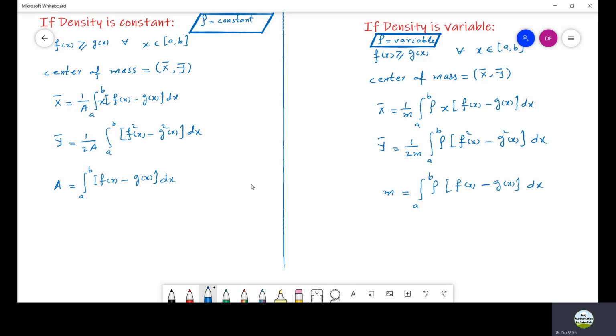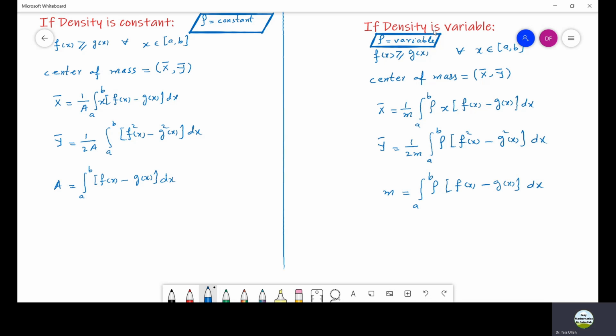Let us see an important summary. If we are given a question in which the density is constant, it means rho must be equal to some constant, just like 2, 3, 4, 1 over 2, some real number. In that case, center of mass will be equal to (x bar, y bar), and we can obtain x bar by using this formula, y bar by this formula, where A is area, which can be obtained by this one.